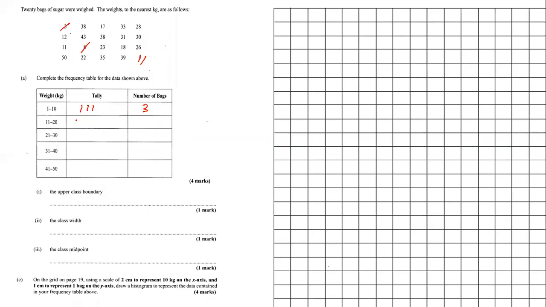Now the next one, 11 to 20. We have 11, 12, 17, 18. So it will be 4. Then 21 to 30. We have 22, 23, 28, and 26. So that will be 4.